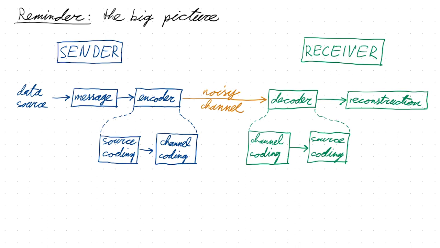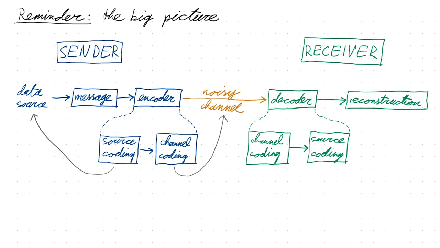The names of these two parts reflect that, for example, the channel coding part only needs to know properties about the noisy channel, so it can completely ignore any properties of the data source. And the source coding part can assume that channel coding is already done optimally, so all properties of the noisy channel are already taken care of, and the source coding part itself only has to know properties of the data source.